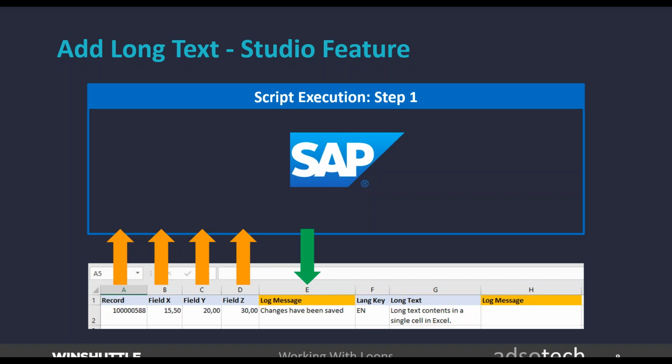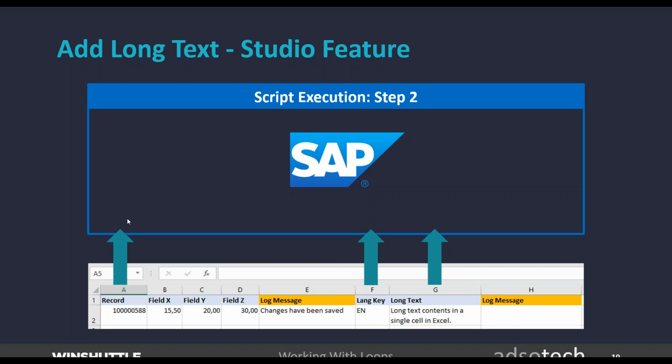You'll get a log message, and then after this, it will automatically execute the next step, which is step 2, to upload the long text to SAP. It's done as a separate connection to SAP. Winshuttle takes the fields that are relevant to the long text. In this case, the long text fields are the language key and the actual contents of the long text, but also the record number, because with this long text upload, we need to tell SAP what the number of the record is that we are attaching the long text to.